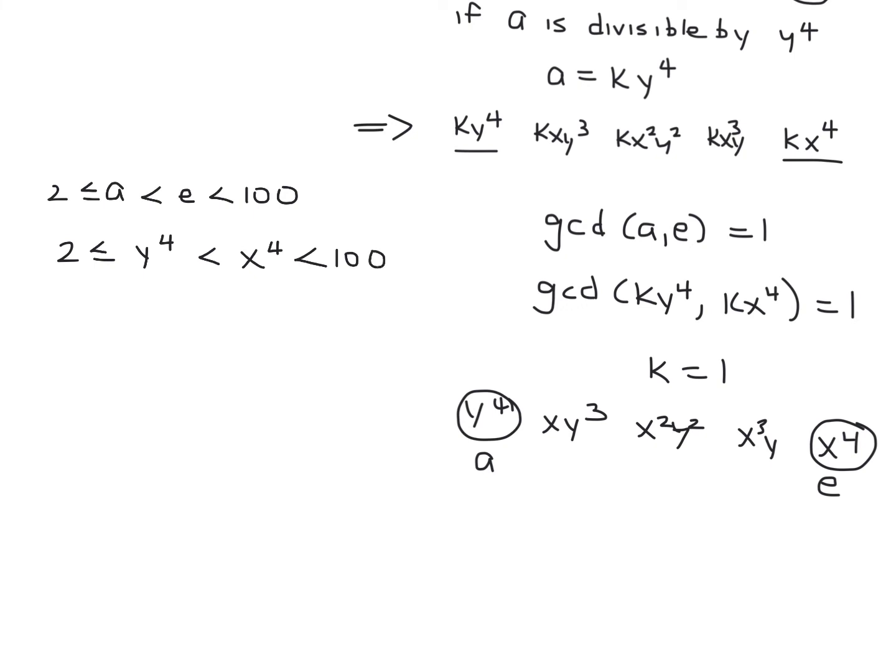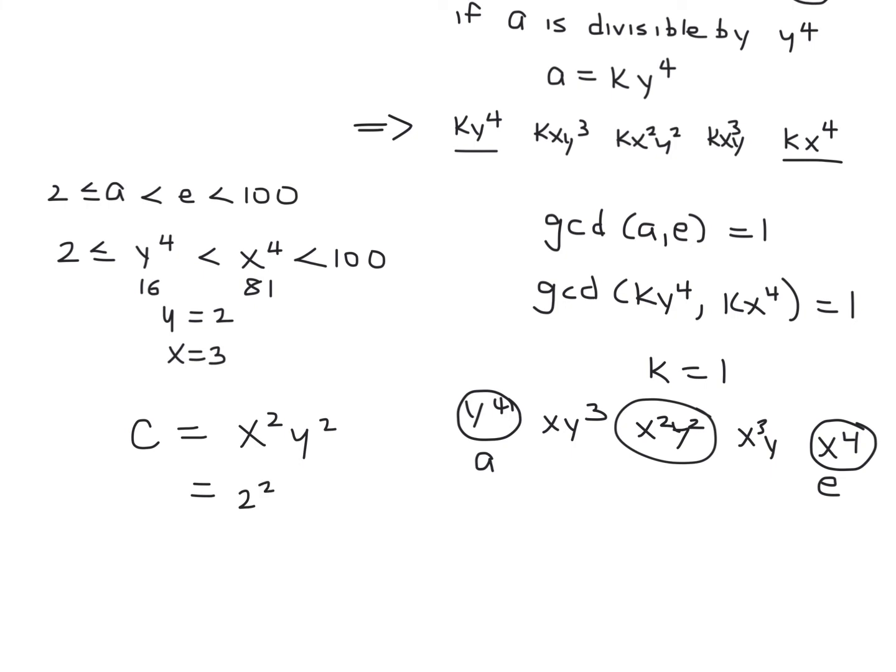There isn't that much of a choice, because once you choose a number greater than 3, it will be greater than 100 when you take it to the 4th power. So the only way this is going to work is if y is 2, this would be what, 16? Yeah. And then if x is 3, and then that would be 81. And that's the only possible way that this inequality can hold true. So therefore, my c, which is what I have to figure out, is this guy, x squared y squared, which is 2 squared times 3 squared, which is 4 times 9, which is 36. So that is the answer to this question.